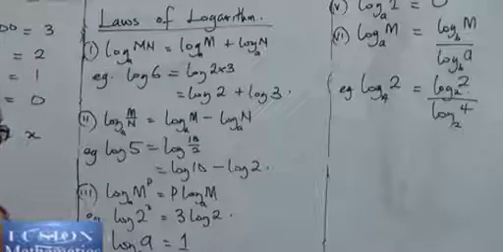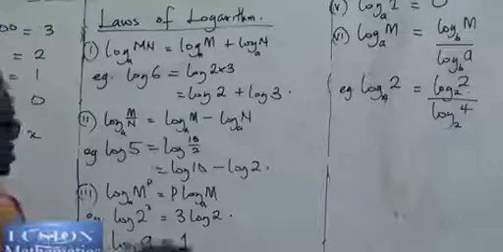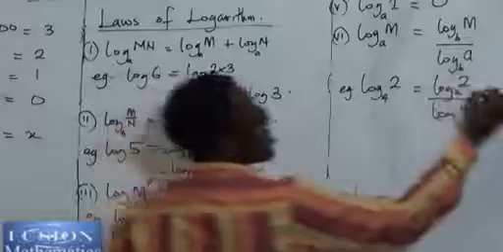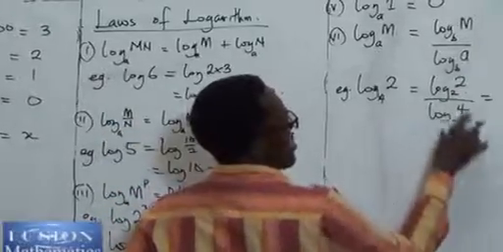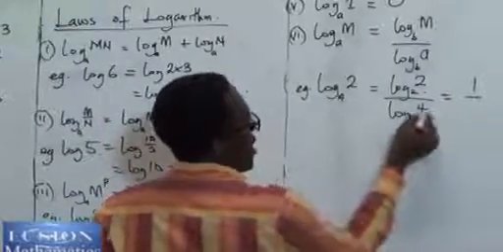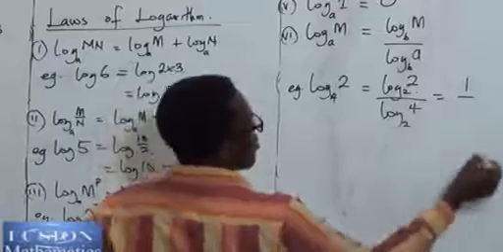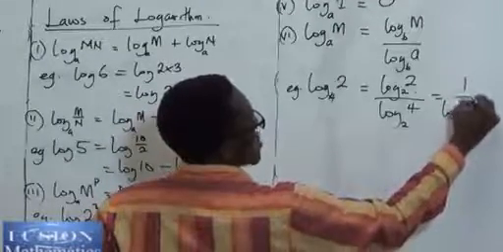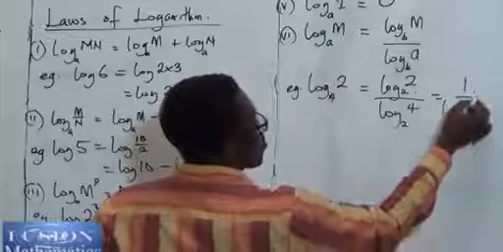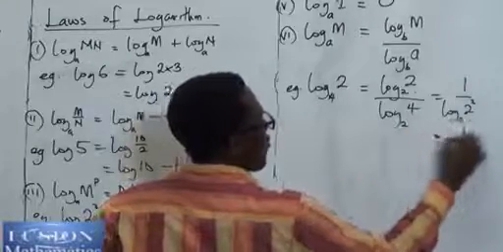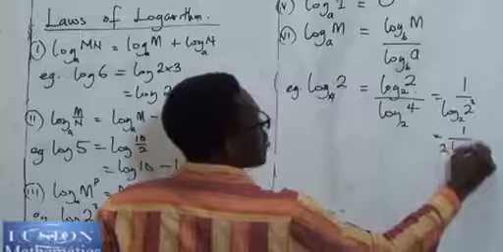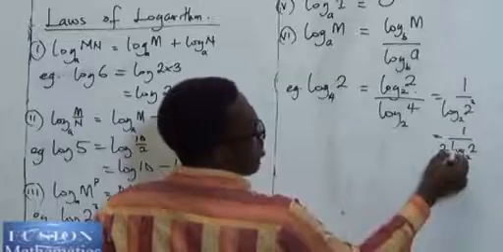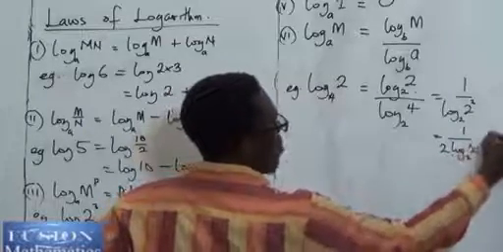From our fourth law, we know that when the base is the same, it's 1. So this will give us 1. And for this one, we know that 4 is the same thing as 2 raised to the power 2. So this is log 2 raised to the power 2 base 2. The 2 will come to the front. It becomes 2 log 2 base 2. This one will now become 1. And this is 1 all over 2.